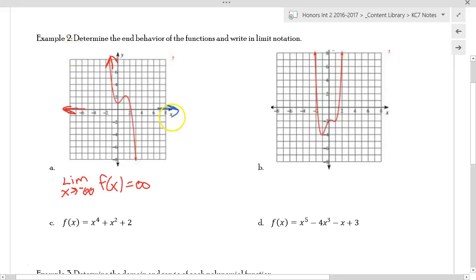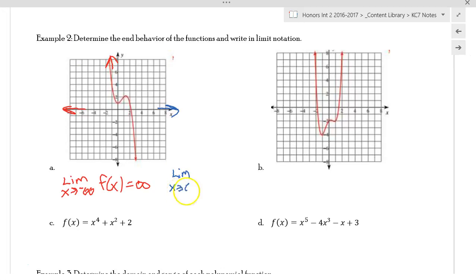Then I need to go to the right. The limit as x approaches to the right is infinity of f of x equals, on the right my graph is going down, so it equals negative infinity. Just like before. Easy peasy.